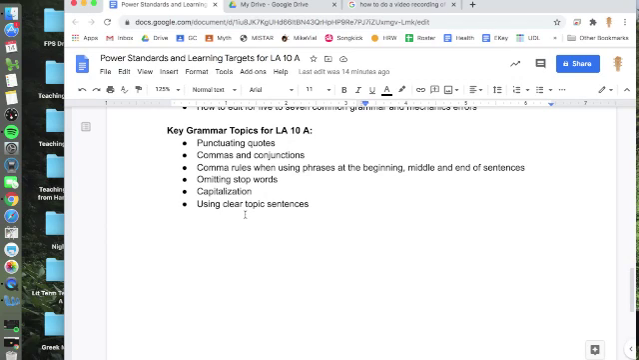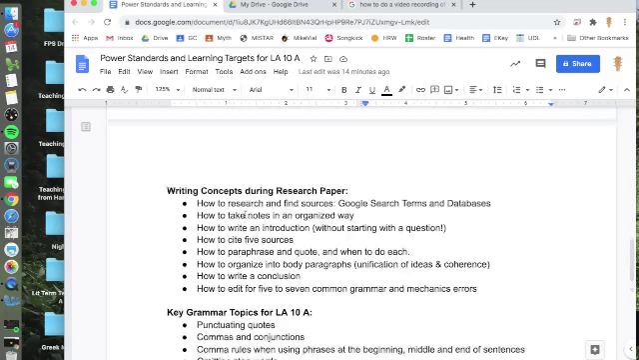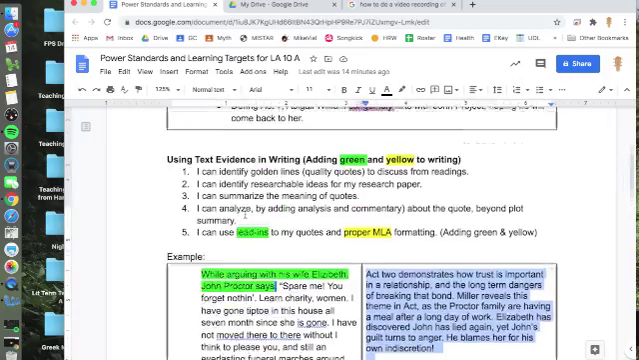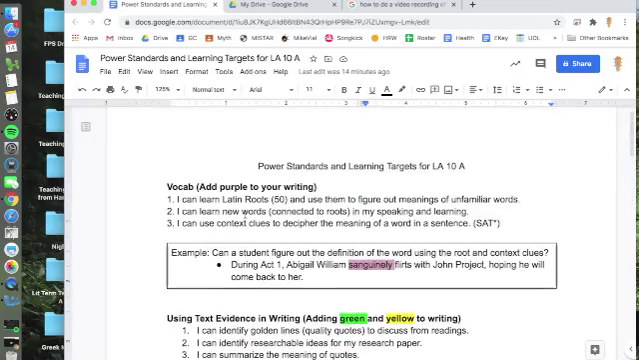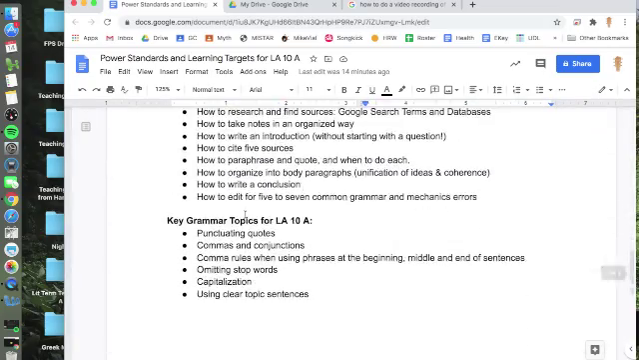So I often give them an editing session in class, and we really should be encouraging our students to take advantage of that time. Finally, using clear topic sentences. So that's our learning targets for the year, other than the reading strategies that I'm reviewing. We're adding purple, we're adding green, and we're adding yellow. We're learning how to be good researchers. And finally, we're improving our grammar and mechanics a little bit with standard English conventions.